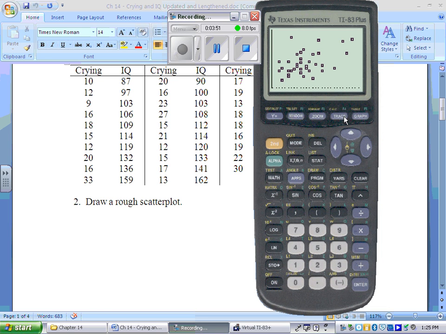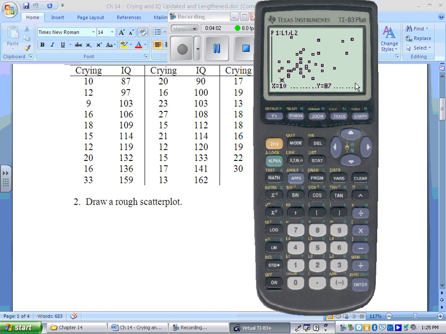You can do a scale by hitting trace and figuring out bounds to put on there. You really only need to put bounds. You don't need to put 10, 20, 30, 40, 50, 60, 70. Or you could hit window and see where the bounds are that the calculator's given you. But you need to put some numbers on your graph, a title on your graph, and label your axes. L1 is your x, so your crying variable goes on the horizontal axis, and the vertical axis is your IQ.